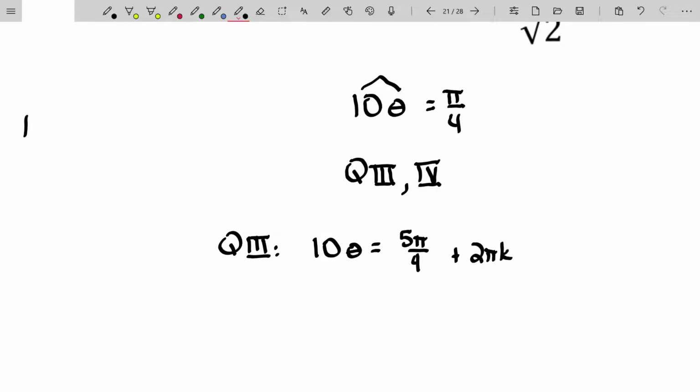That's all the solutions. Of course, at this point, I could actually divide both sides by 10 if I want to, so I will. Theta is equal to, let's see, 5 pi over 4. That's pi over 8.